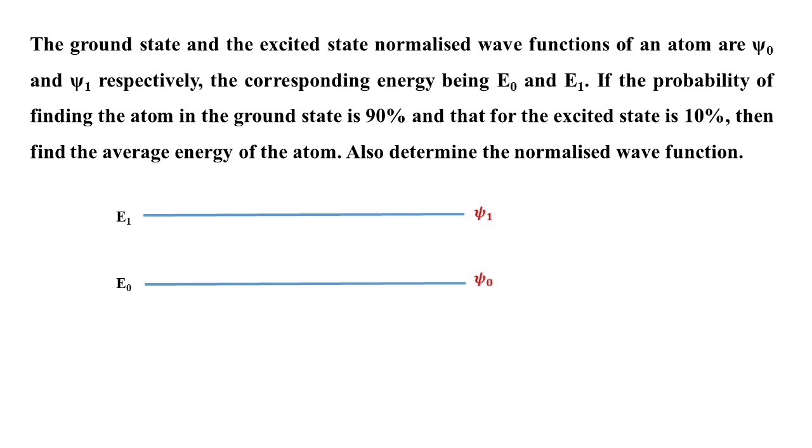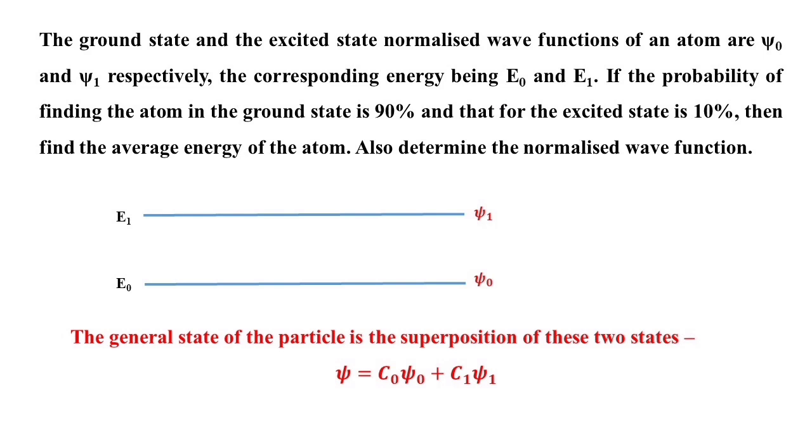So it is a two-state system. E0 be the energy of the ground state and the corresponding wave function of this state is given by psi naught, whereas E1 is the first excited state and the wave function is given by psi 1. And it is also given that there is 90% probability of finding the atom in the ground state and 10% in the excited state.